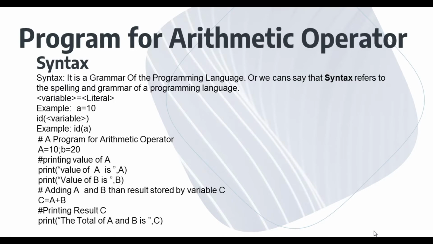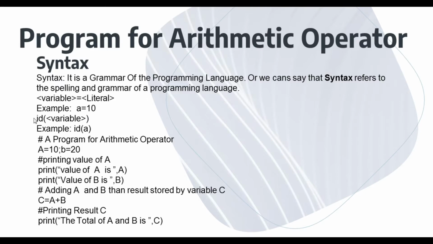So student, we have to understand the syntax. What is syntax? Syntax is the grammar of the programming language, or we can say syntax refers to the spelling and grammar of the programming language. Here you can see, whatever is included in angle brackets is changeable. For example, variable in angle brackets, equals sign, literal in angle brackets. Here variable is replaced by a, literal replaced by 10. So whatever is in angle brackets is changeable according to the programmer.